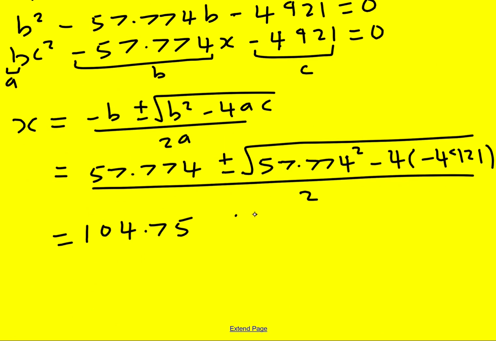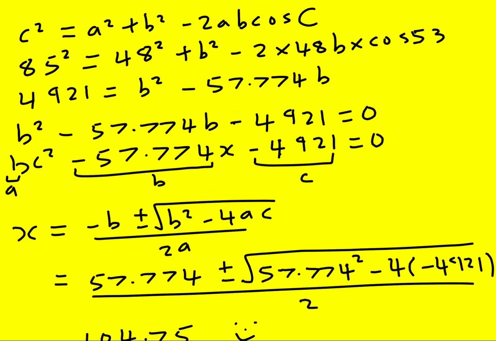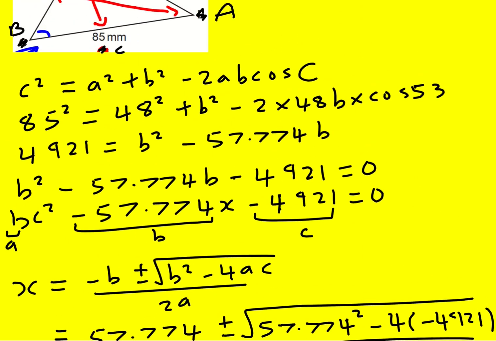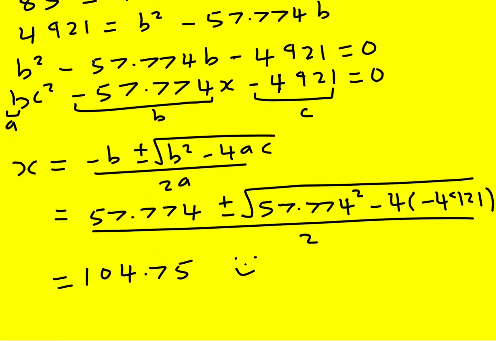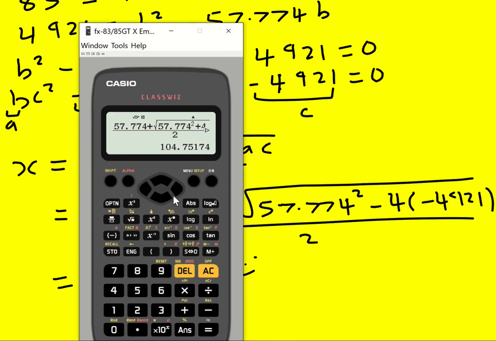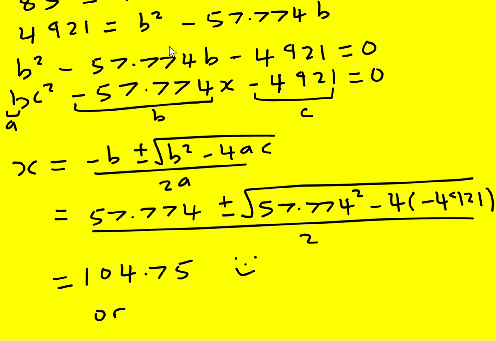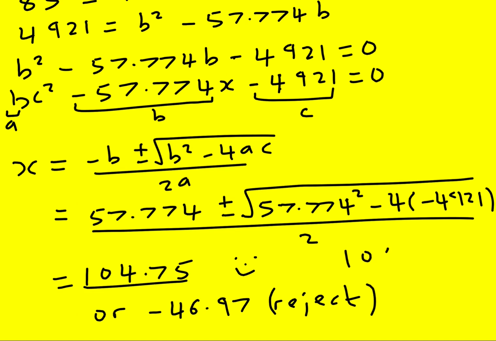So I've shown you a second method. I would advise you use the first method. I think it's much easier to make mistakes in this method, but it does work, and maybe you prefer it. Technically, we should just work out the negative answer and then reject it, minus 46.97. But it has to be positive because it's a length. So we would go with this one and round it to 105.